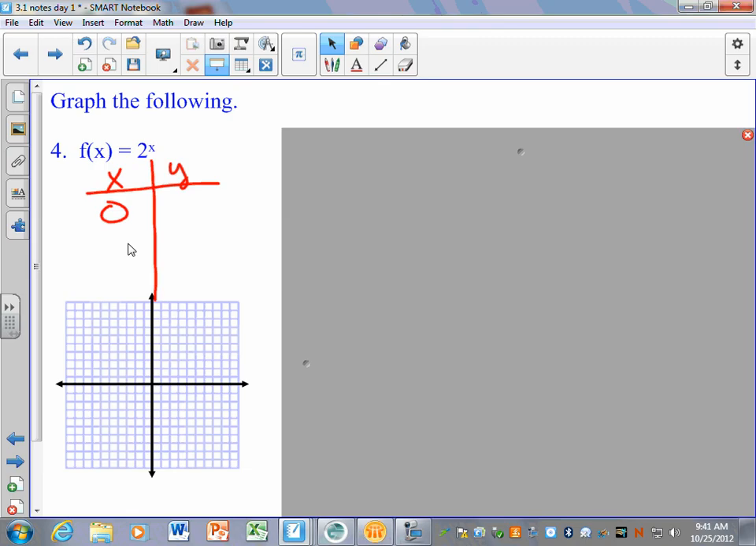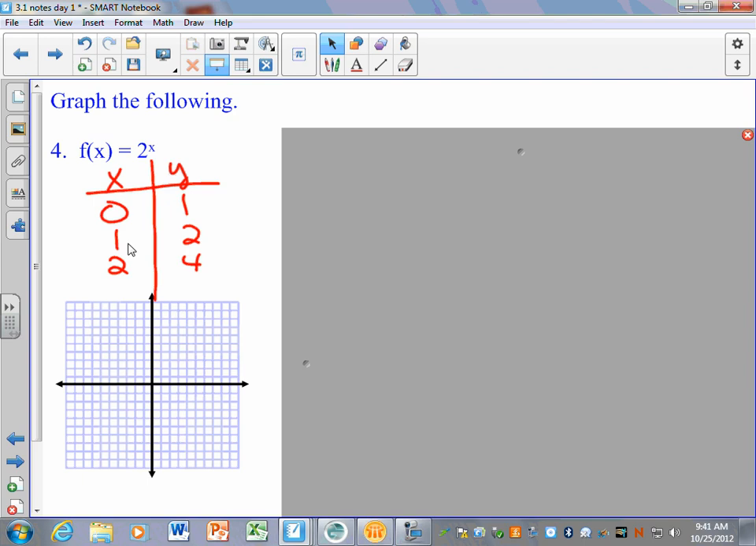If I plug in 0 there, what am I going to get? 1. Anything to the 0 power is 1. If I plug in 1 there, I'm going to get 2 to the 1, which is just 2. And if I plug in 2, 2 squared is 4. And it's getting bigger and bigger. As x gets bigger, y is getting bigger by a power of 2. Do you agree with that?